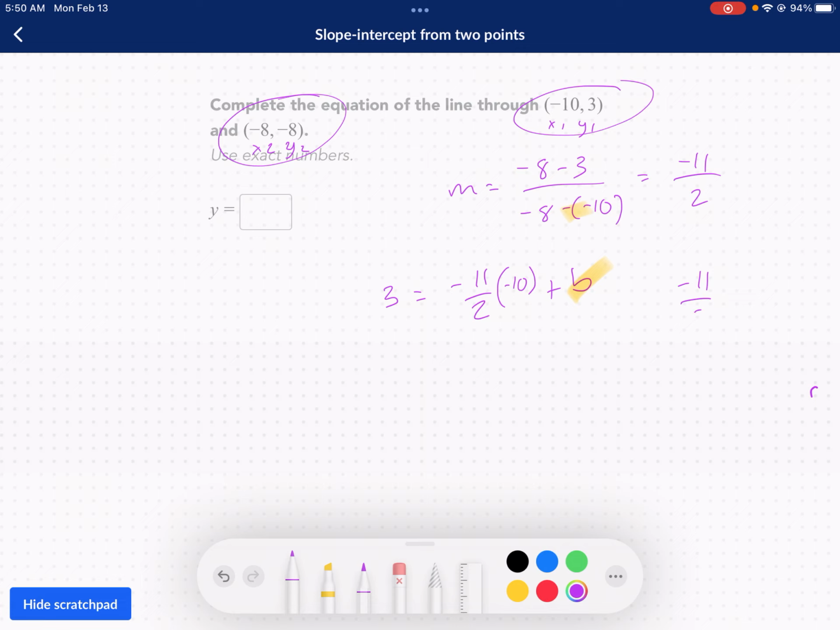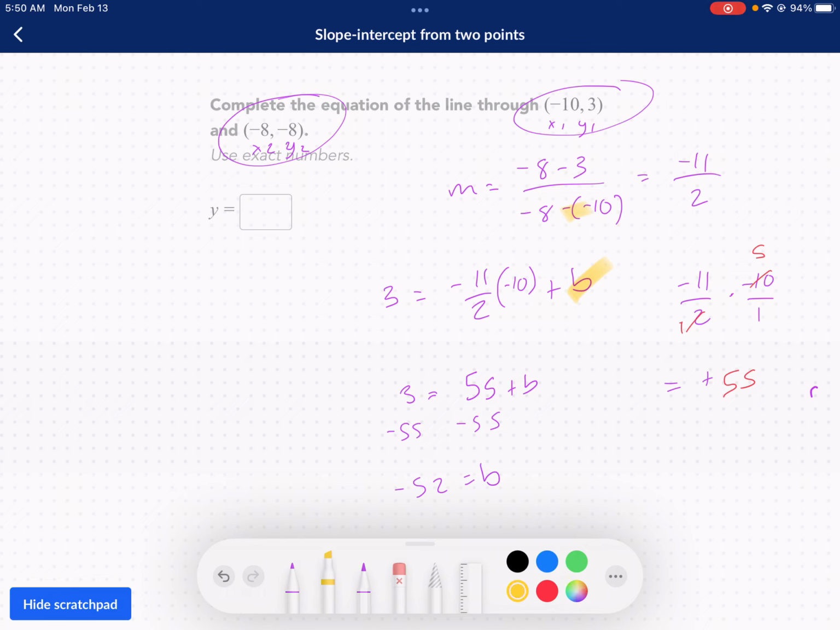Now, if I have a negative 11 over 2 times negative 10, first off, it's going to be positive, equals a positive. Second off, I'm going to put this over 1, and then you can do some cross-canceling here. Now, if you want to just get a negative 110 over 2 and then divide, that's fine, but I'd rather just do this. So I cross that out. It's going to be positive because it's negative times negative, and I get positive 55 as my answer for that operation. Okay, so let me go ahead and type that in. We get positive 55 plus b equals 3. And then I need to subtract 55 to get b by itself, and I get negative 52 equals b.